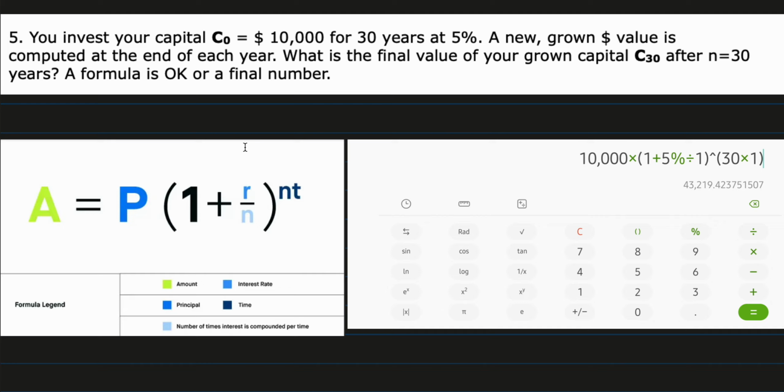And in our question, it says a new grown dollar value is computed at the end of each year. And so that is where this 1 comes from, at the end of each year. And so we're also going to use the n again right here. I should have put it in front of the 30. Should be in front of the 30, but that's what our n is. In this equation, n is 1 because of the year. Now the t is this 30. That's the overall period or time.